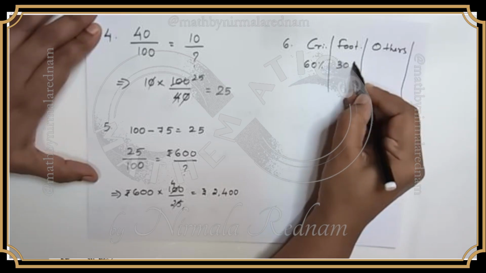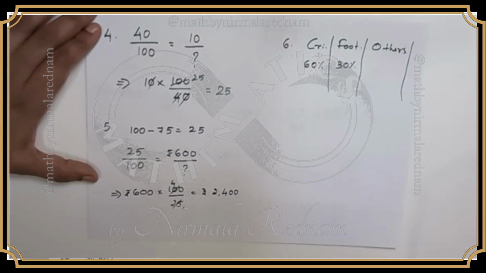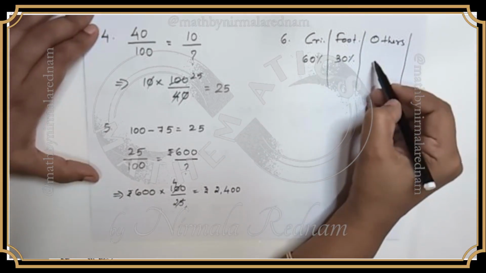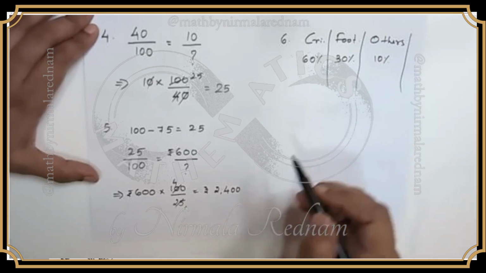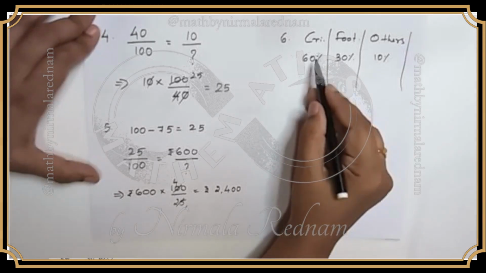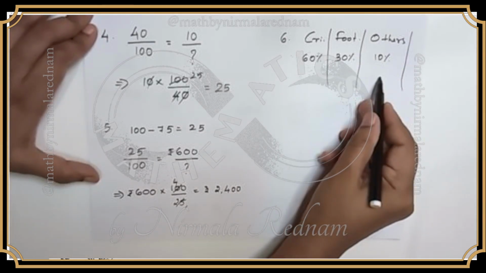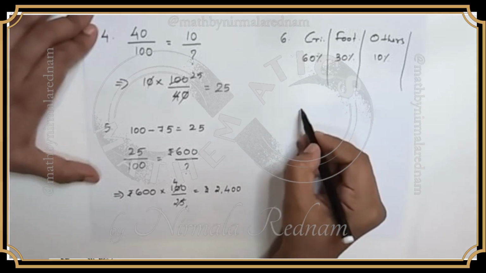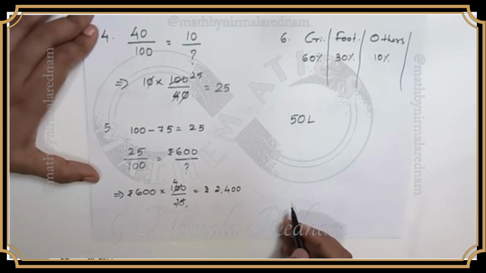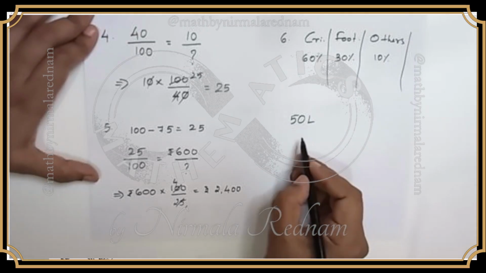Football is 30%. So what does that leave us with? 60 plus 30 is 90. So I have 10% in others, right? You have others as 10%. Now they're saying that I need to calculate each of these number of people if the total number of people is given to be 50 lakhs. Total number of people that they have surveyed is given as 50 lakhs.